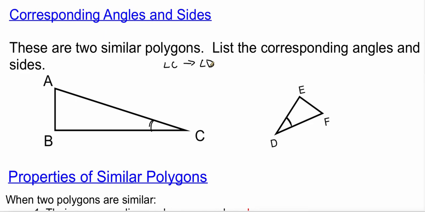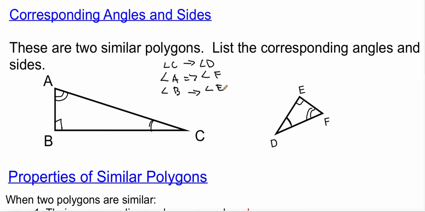Now I look at angle A, it is my middle angle. So is angle F. So I'm going to say angle A corresponds to angle F. Now let's look at B. B is almost a right angle, and we're going to say E is almost a right angle. So I'm just going to put a right angle symbol there. So I'm going to say now angle B corresponds to angle E.